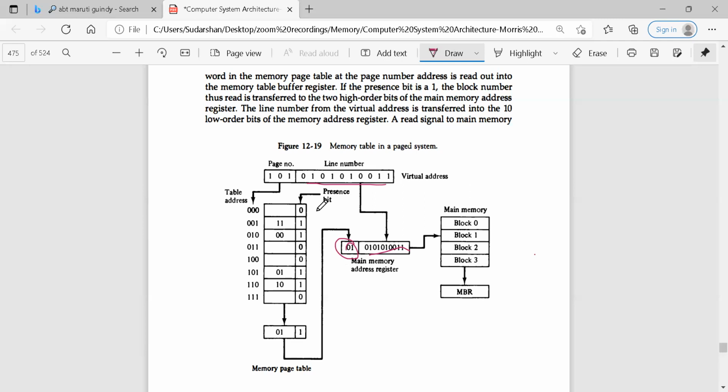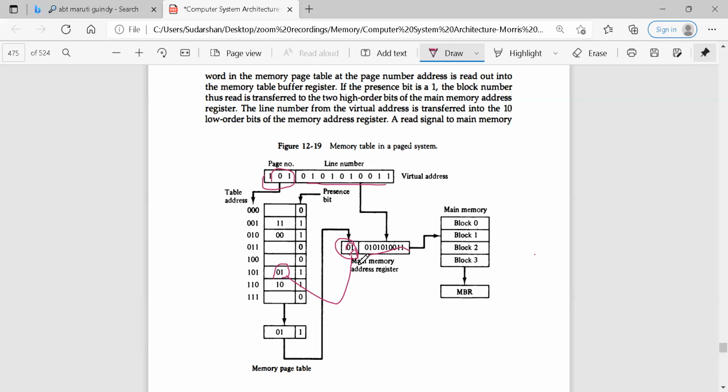This is called your memory map table or memory page table. What we do here, we take this page number 101. We find the corresponding frame number or block number, which is 01. And the 01 is stored in this location, which we call your main memory address register. So we translate a 3-bit page number to a 2-bit block number. The remaining low order 10 bits remain the same.